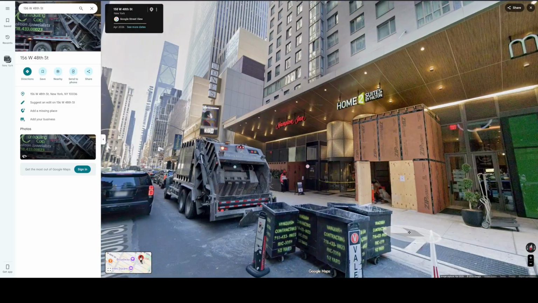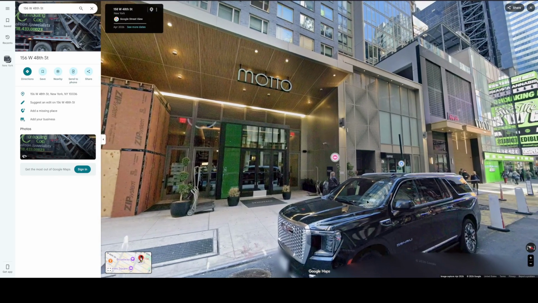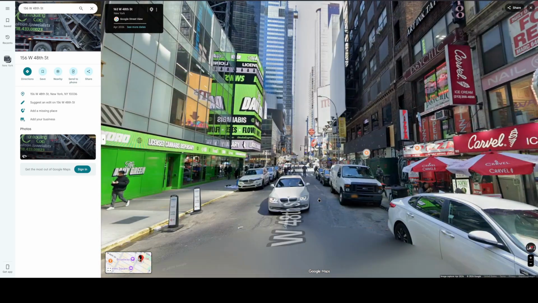And you know, now it's a Hampton Inn. So whoop-de-doo. And whatever that is, motto. I don't know. Is anyone excited about that?